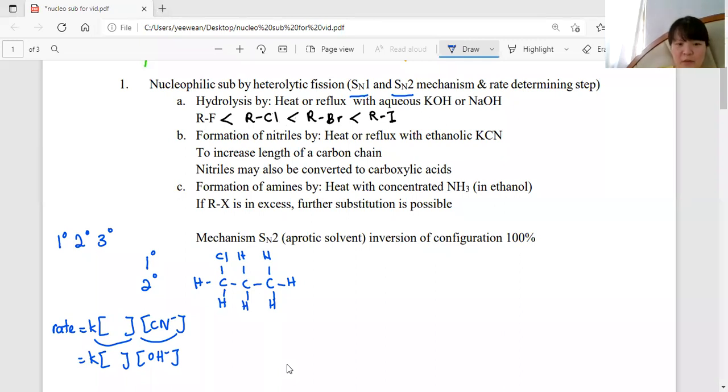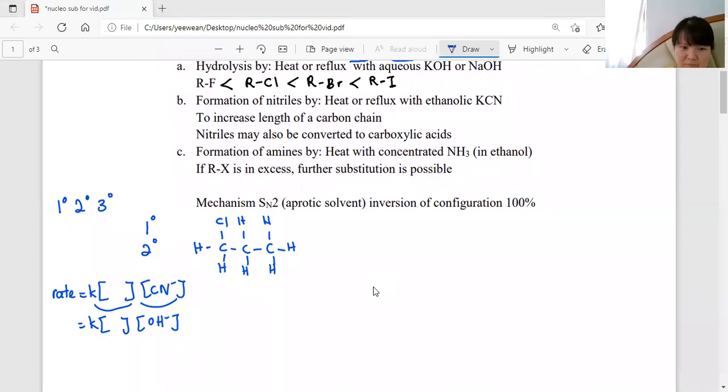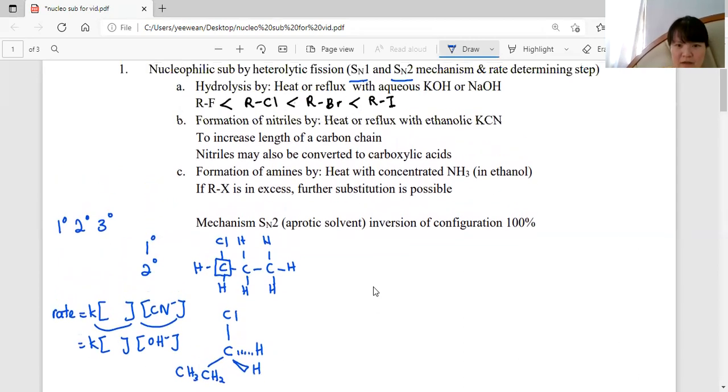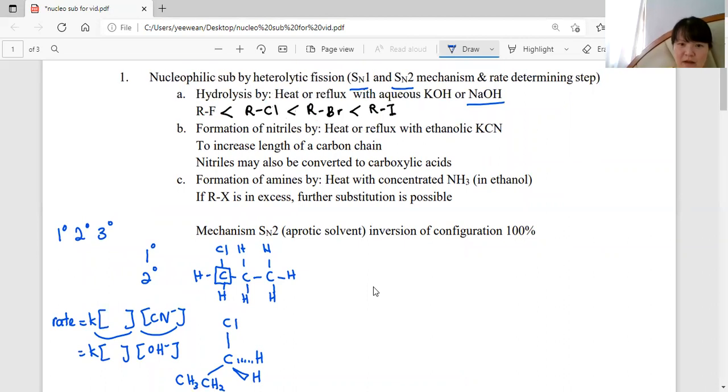We're going to use 1-chloropropane as our example, but I'm going to draw it in tetrahedral shape. So if I were to draw that in tetrahedral shape, focusing on this carbon, I'm going to get something like this. So Cl, H, H, and the ethyl group is here. Okay, what's going to happen is, say the OH comes in, the OH comes from an NaOH or a KOH.